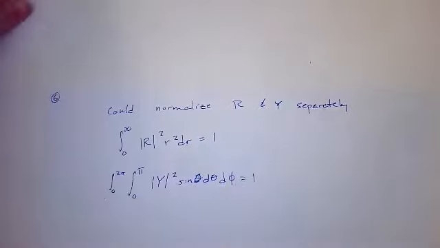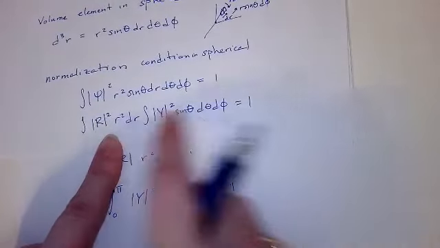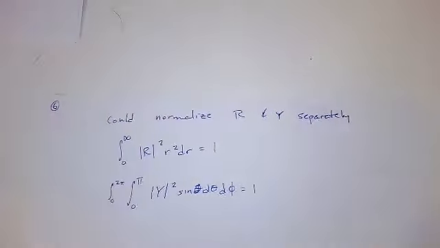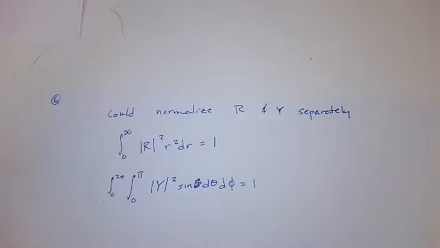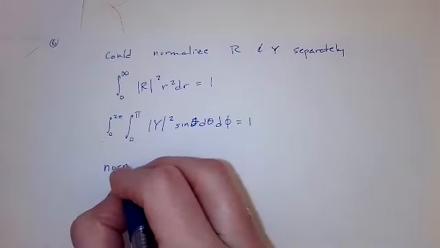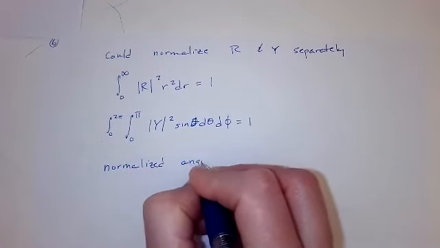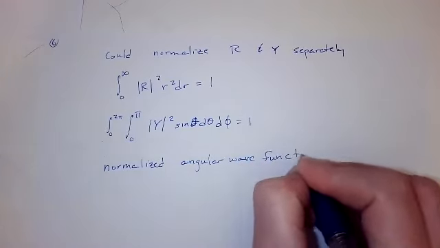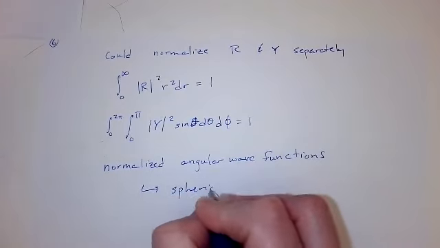And that still agrees with what we wrote here, that 1 times 1 would still equal 1, right? So we could normalize these separately and still reach our normalization condition. Okay, so what happens when we do that? Our normalized angular wave functions have a special name. They are what we call the spherical harmonics.